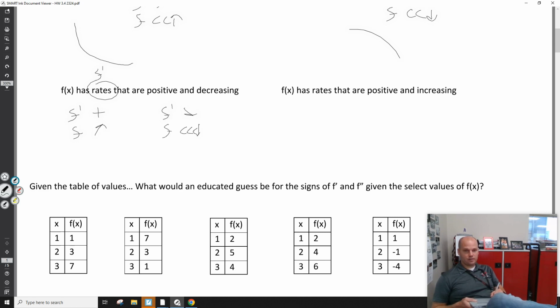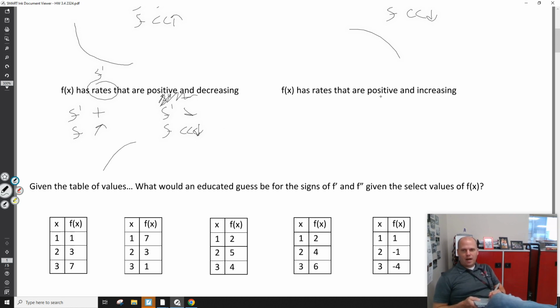You can add, that's a down arrow. You can add the whole F double prime must be negative. You don't need it though. F rates are positive and decreasing, function must be going up and concave down.